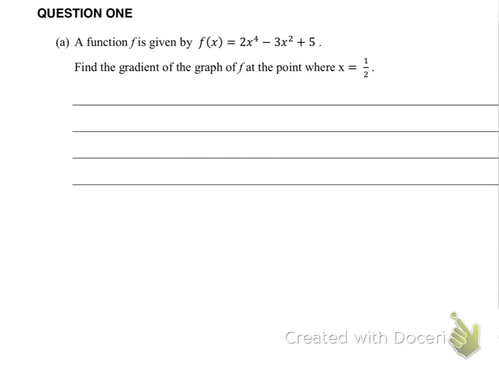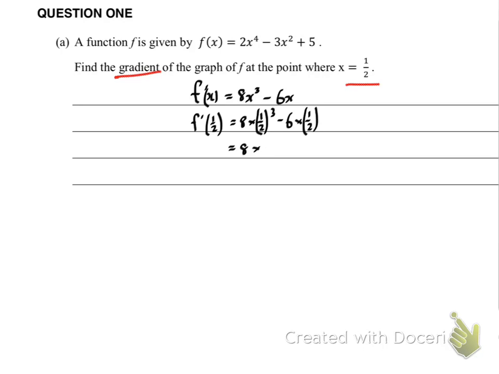Here's question 1. Now here we've got to find the gradient, so we need to differentiate. Multiply by your power, reduce the power by 1. We're given information where x equals a half, so put half into that equation, work it out.